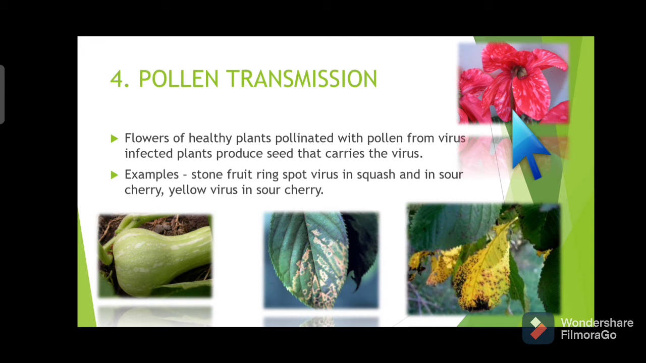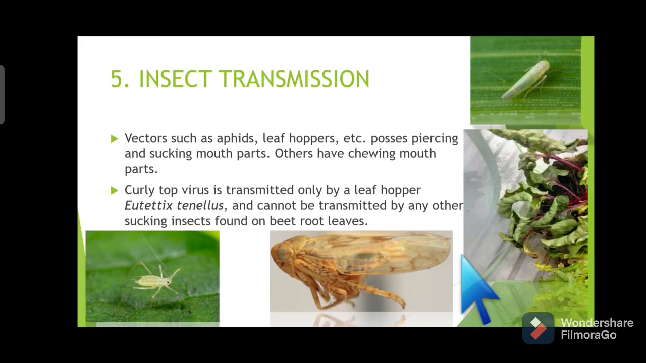The examples of plant to plant virus transmission through pollen grains are found among these diseases. The first one here is the stone fruit ring spot virus in squash and in sour cherry, and another disease is the yellow virus, again in sour cherry. So these are some of the diseases caused by plant to plant virus transmission through pollination. That means the virus is transmitted through the pollen grains. So the next one here, the fifth one, is insect transmission.